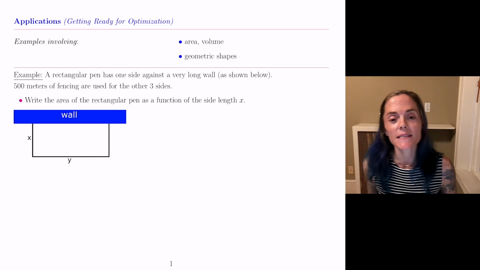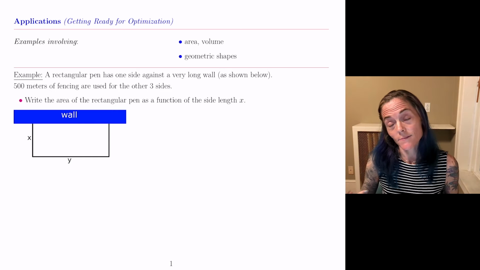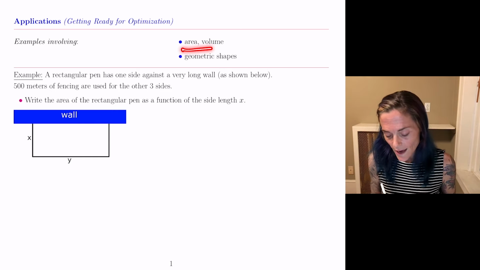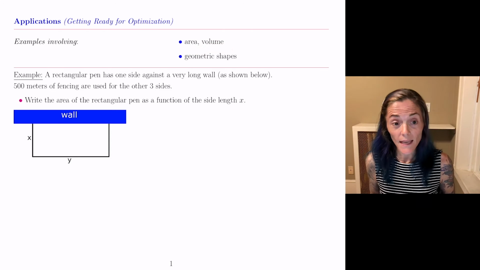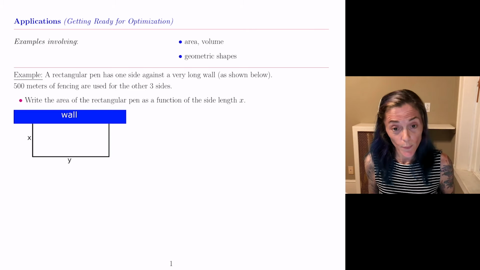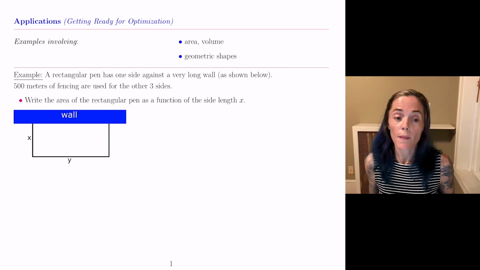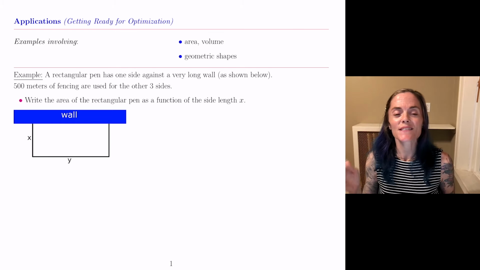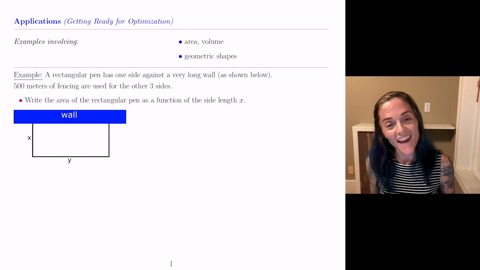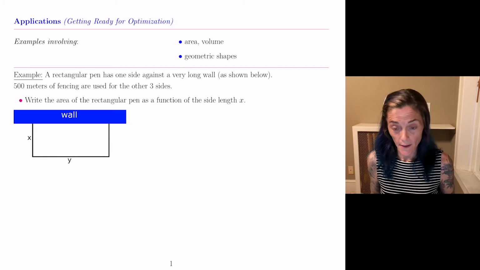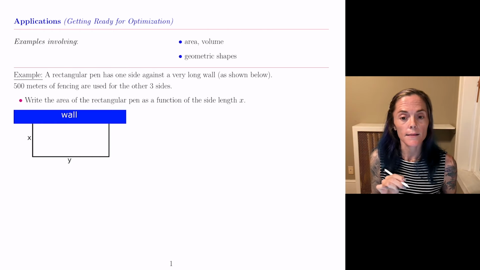Okay, well, I have 5 examples here, and all of these we will be setting up functions. For the most part, they involve area, volume, and some geometric shapes. Here's the first one. We have a rectangular pen, and one side is against a very long wall, as shown in the picture. We have 500 meters of fencing for the other 3 sides. We want to write the area of the rectangular pen as a function of this side length, x.